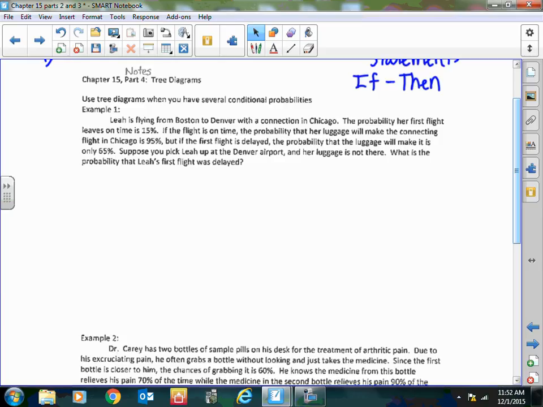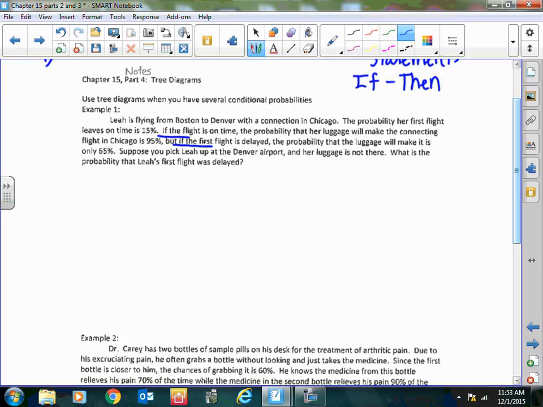So I see, if the flight is on time, then it's going to have one percentage. But if the first flight is delayed, it's going to have another percentage. I see two conditional statements here. So what I want you to think in your brain then is, let me organize this in a tree diagram. Okay? So let me walk you through it.